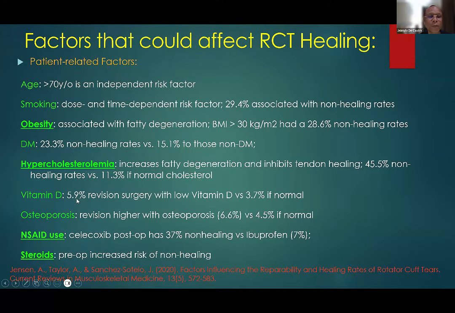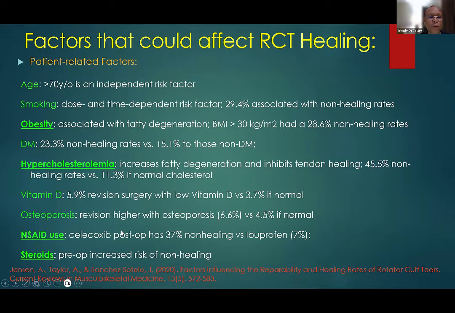Exposure to vitamin D: 5.9% revision surgery with low vitamin D compared to 3.7% if it's normal. The presence of osteoporosis is also higher, at 6.6% versus 4.5% if you are normal.